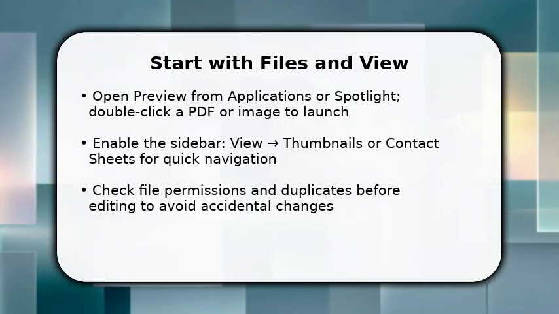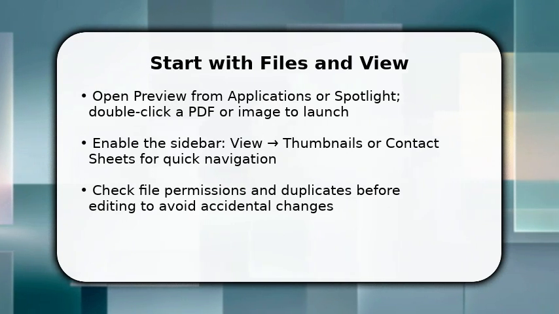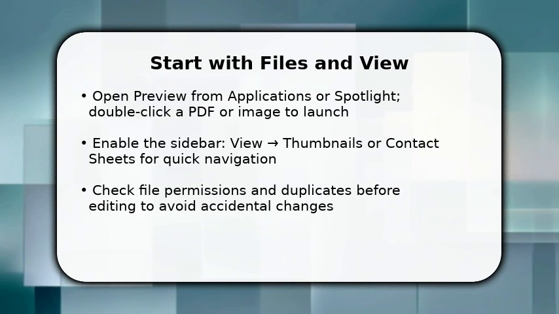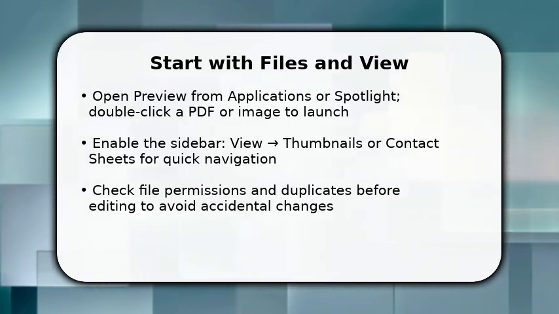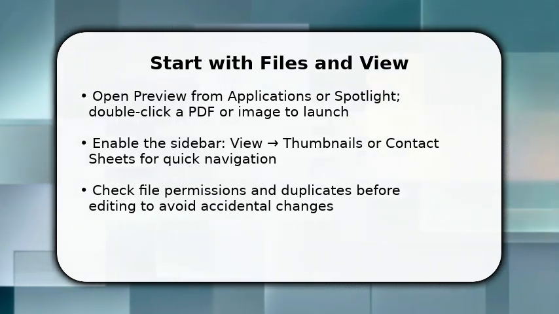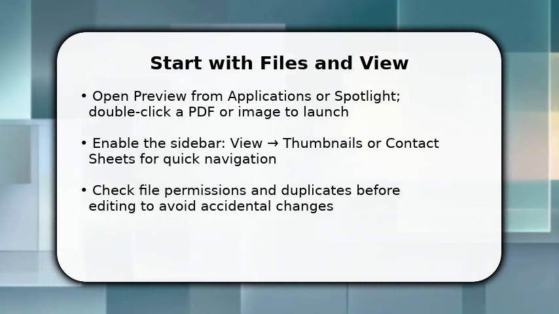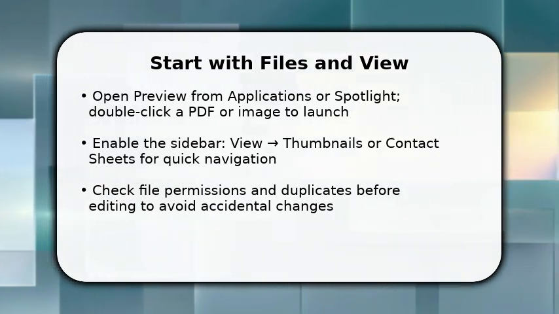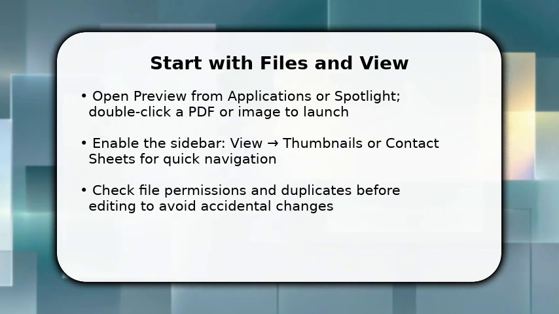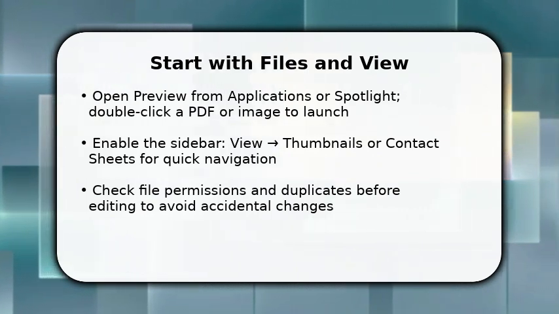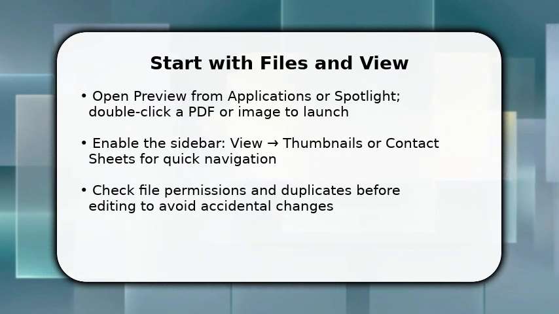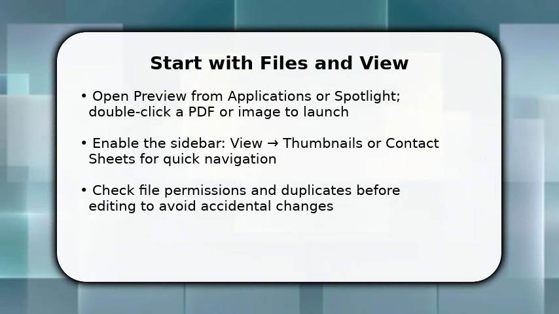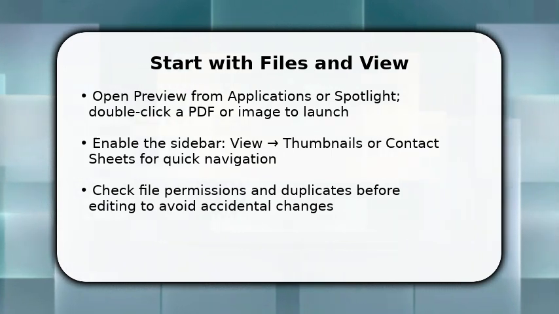You begin by opening the files you need. You don't need to install anything. Open Preview, double-click a PDF or image, and make sure the sidebar is visible. Once done, enable thumbnails or contact sheets so you can jump between pages quickly. You should also confirm file permissions and save a copy now, because edits overwrite originals. These first steps get you into the app fast and set up a safe workspace where you can move through documents without losing data. You'll now perform the core edits.